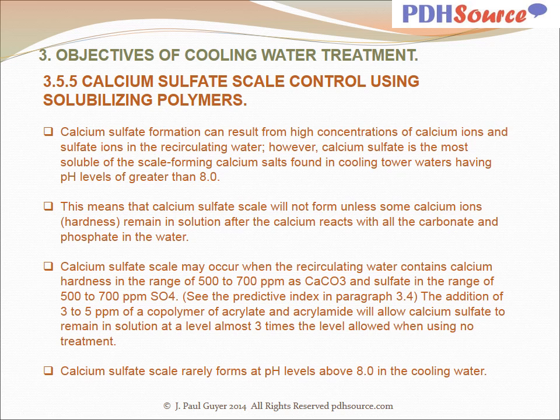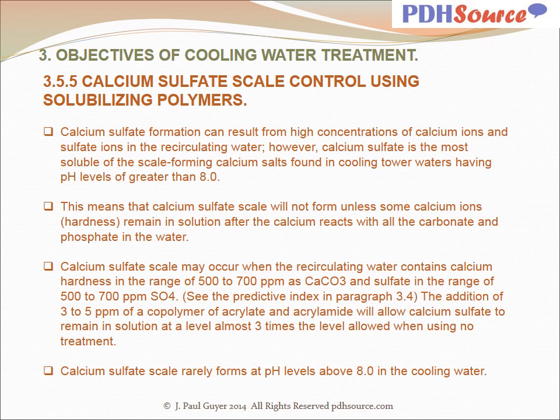Calcium sulfate formation can result from high concentrations of calcium ions and sulfate ions in the recirculating water. However, calcium sulfate is the most soluble of the scale-forming calcium salts found in cooling tower waters having pH levels of greater than 8.0. This means that calcium sulfate scale will not form unless some calcium ions, hardness, remain in solution after the calcium reacts with all the carbonate and phosphate in the water.